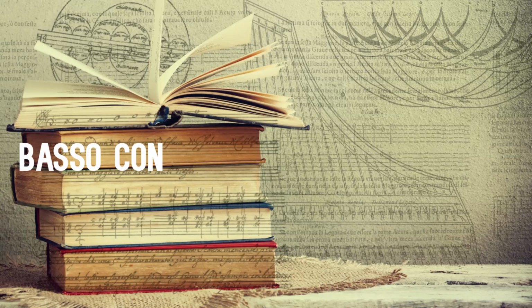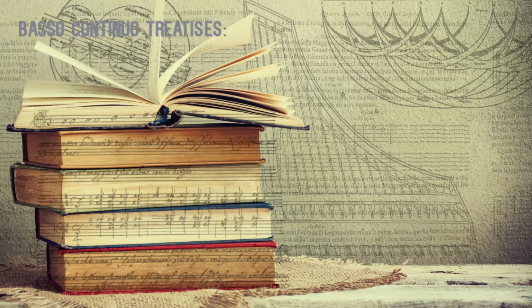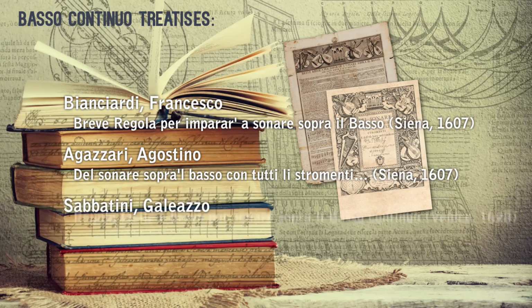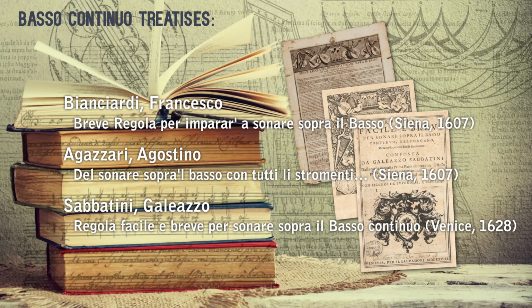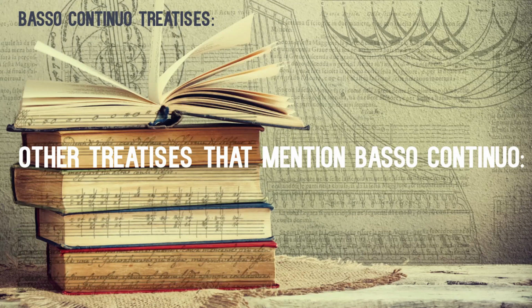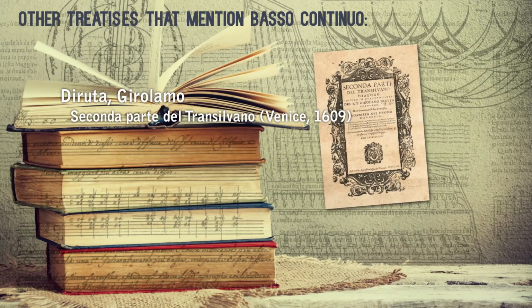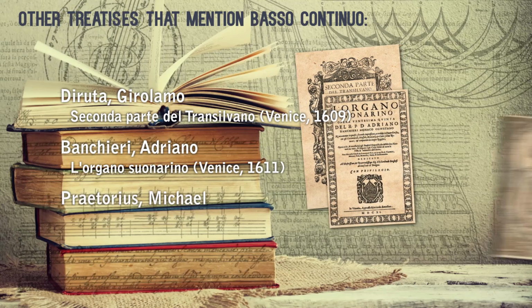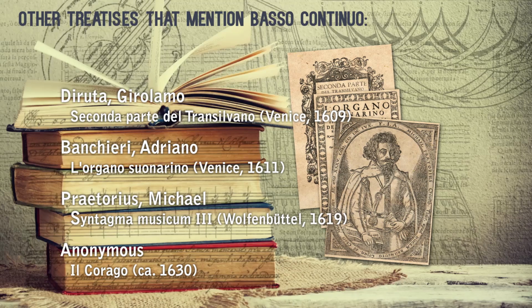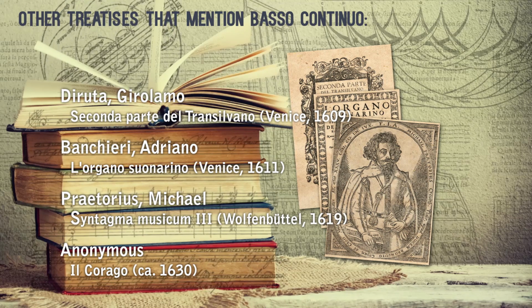There are only three treatises that are dedicated to Basso Continuo alone: Bianciardi, Agazzari, and Sabatini. Then we have other treatises that talk about many other things, but mention Basso Continuo: Di Ruta, Banchieri, Pretorius, and an anonymous treatise called Il Corrago that talks about opera productions.